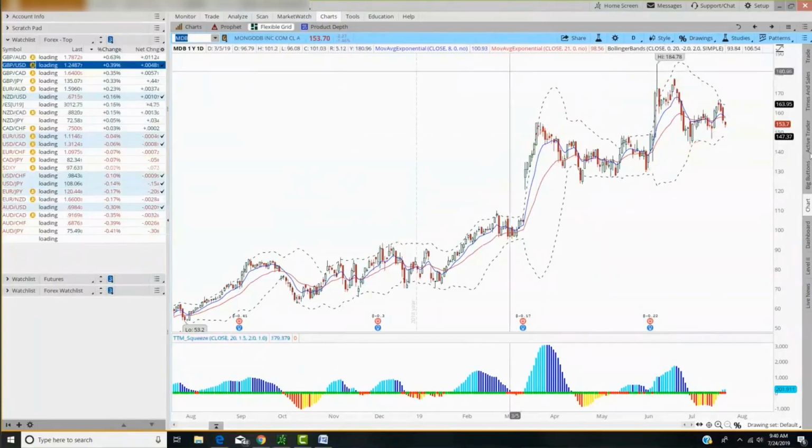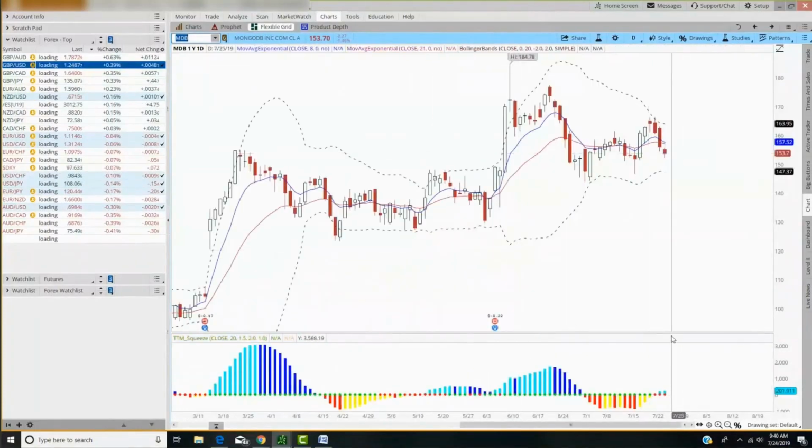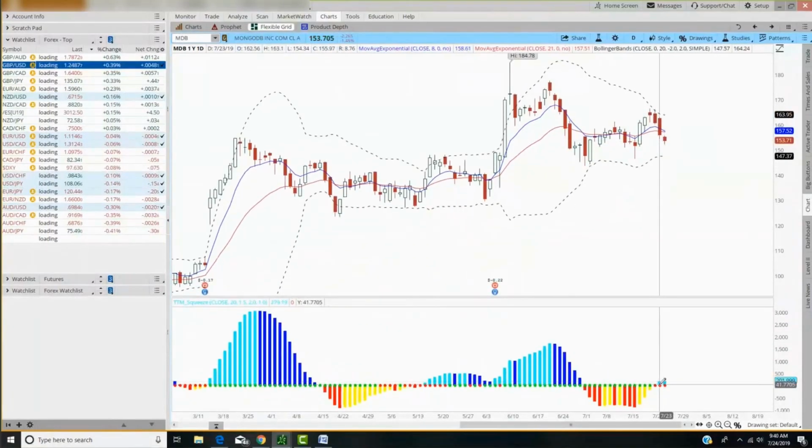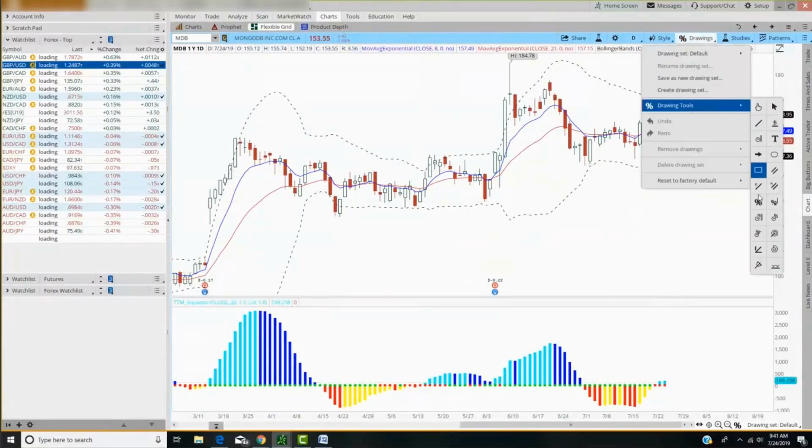So if we're going to get into this trade, and I like the squeeze, and I like that the momentum is picking up. The stock is having a down move, but the momentum is picking up. That's a good time to enter. Now, what would our target be on this trade? We would take the extension.